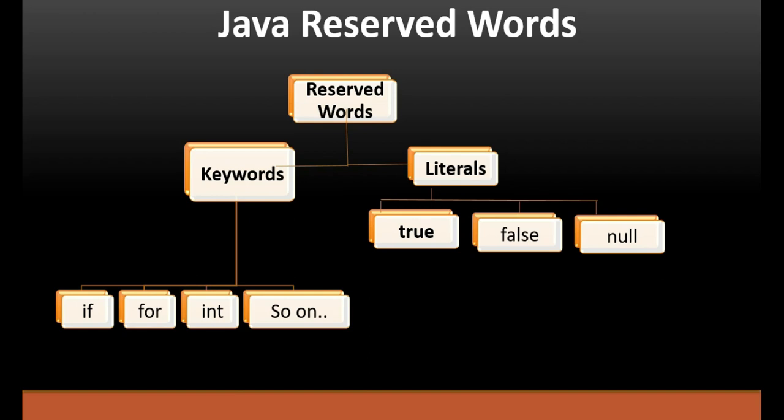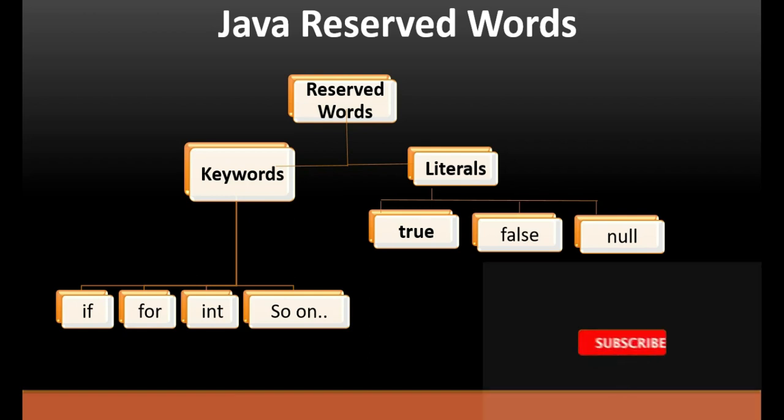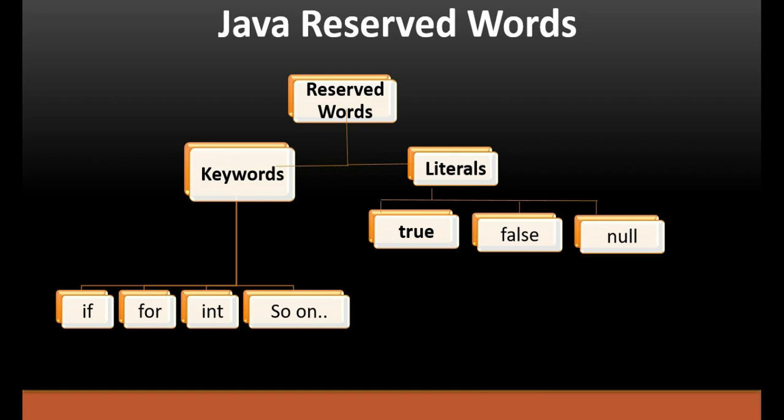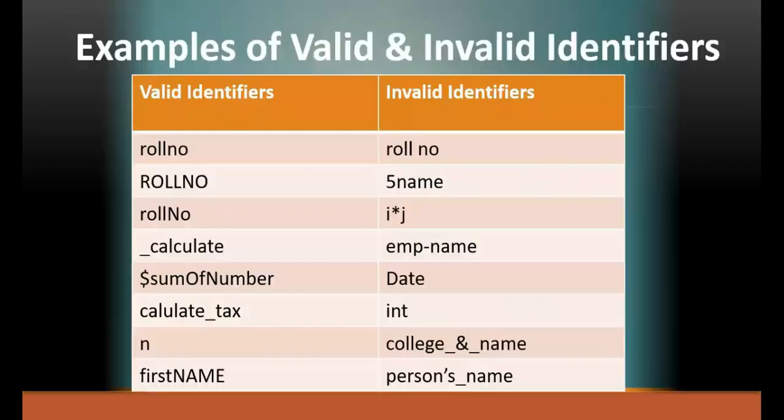Next is Java reserve words. So here are the two categories of Java reserve words. Number one is keywords and number two is literals. Keywords are built-in keywords which are there in Java, which are used for writing program. So whenever you are defining your identifier, you cannot use these built-in keywords. Next is literals. So literals are nothing but values. So here few predefined values we are having, that is true, false and null. So you cannot use these values for giving name to your identifiers.